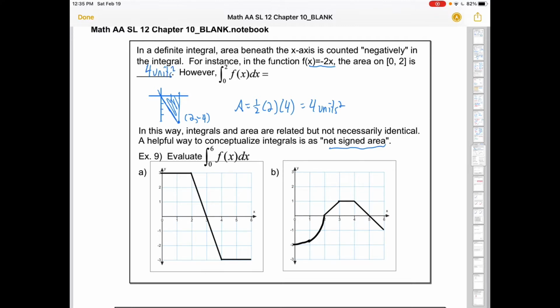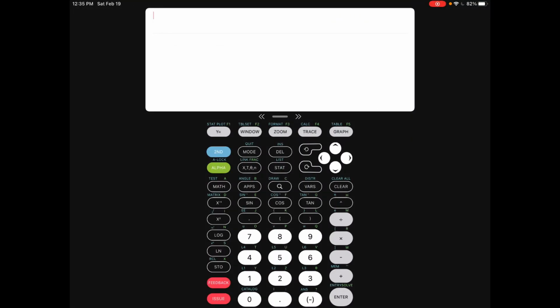Let's go to the GDC and figure out what the integral is. I can hit Math, head down for definite integral. We could do this by actually looking at it, by doing it on the graph, but this is pretty slick too. Negative 2x from 0 to 2. You may have to type in dx. For me, it's already there. And it tells us, even though the area is 4, the integral is negative 4.